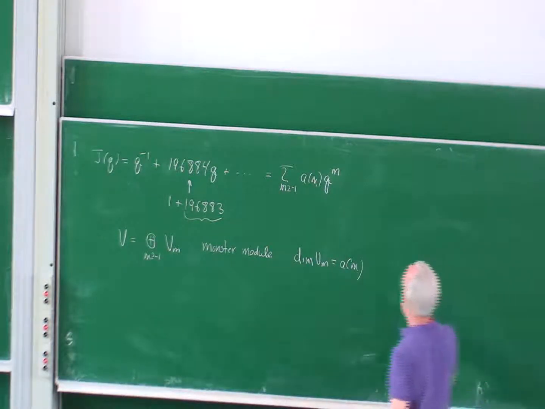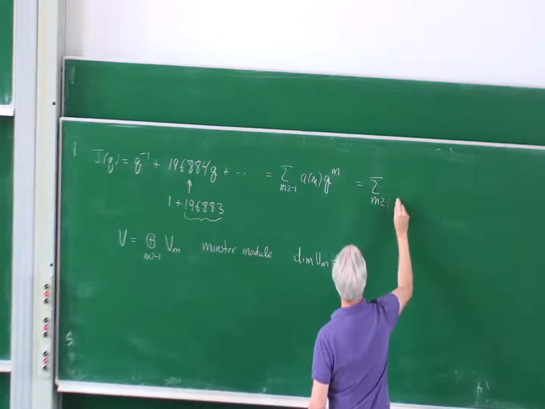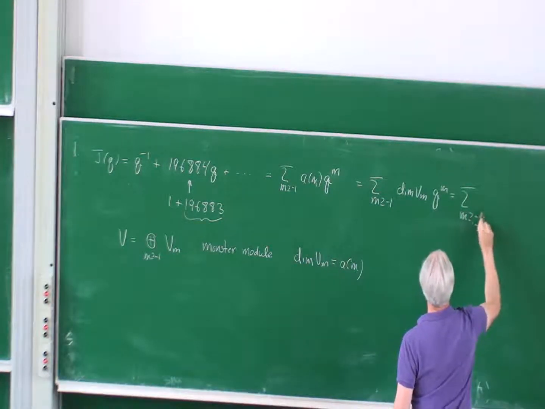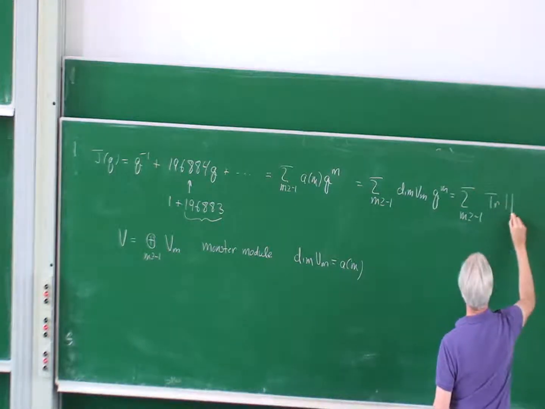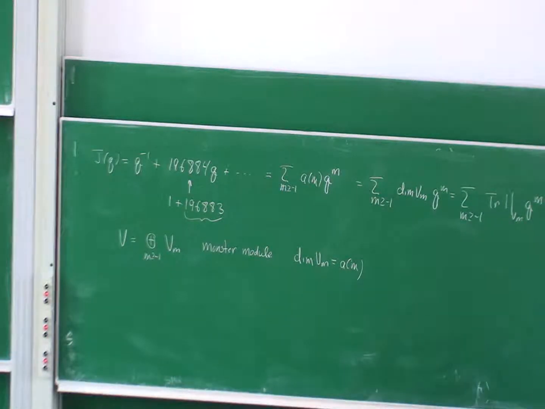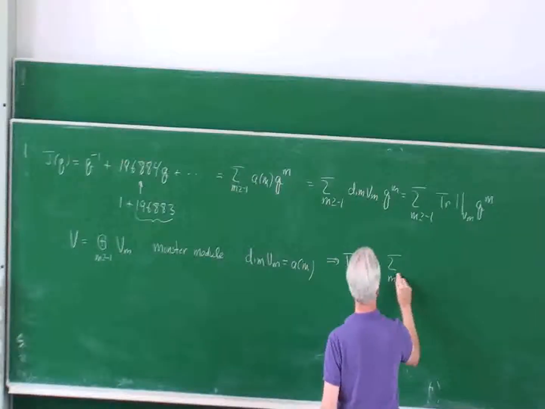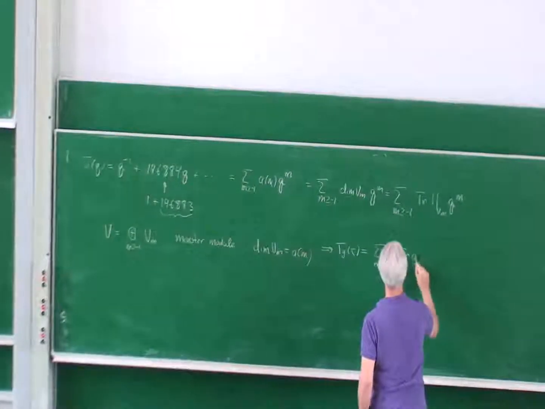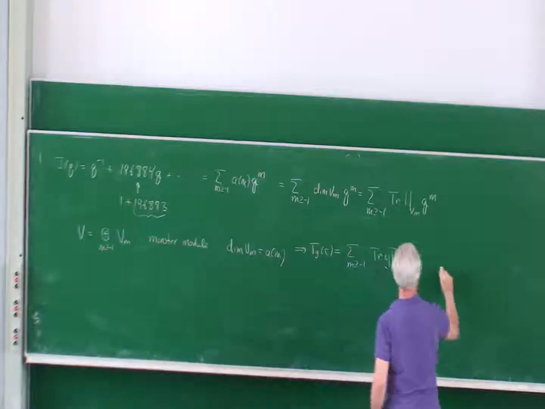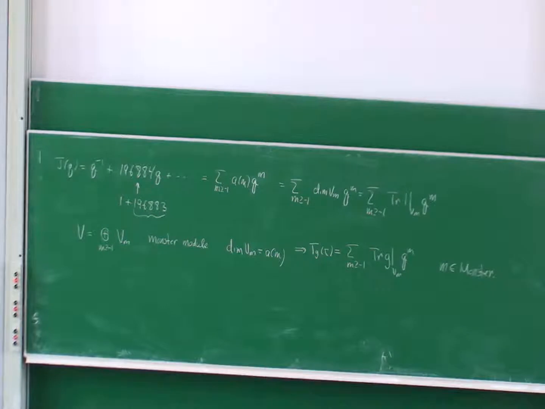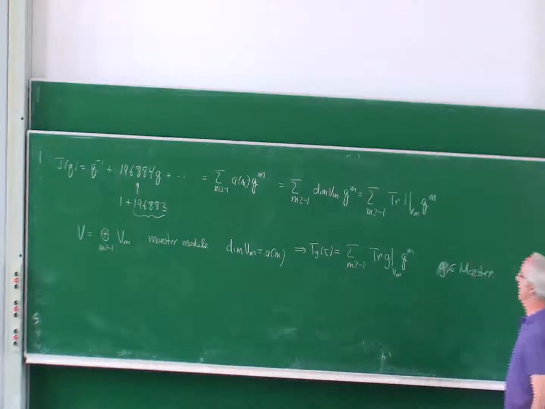Now, if that's the case, then I can also write this as a sum of the dimension of Vm, and I can regard that as the trace of the identity operator acting on Vm, q to the m. And writing it that way, the connection with the representation of the monster suggests that there is a generalization of what we consider, where you replace the identity operator with a general element of the monster, and this clearly depends only on the conjugacy class of G.